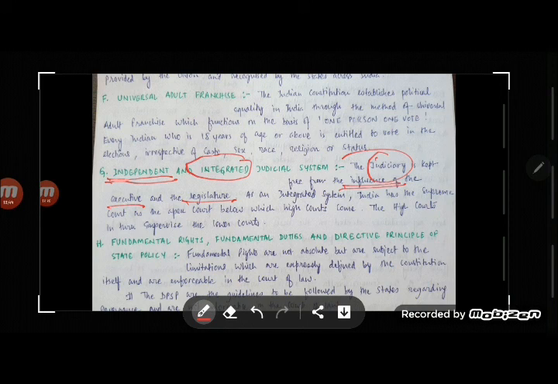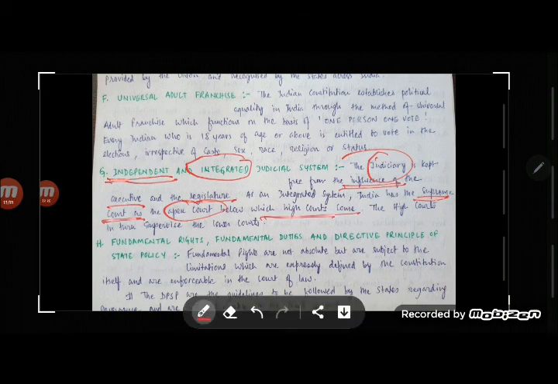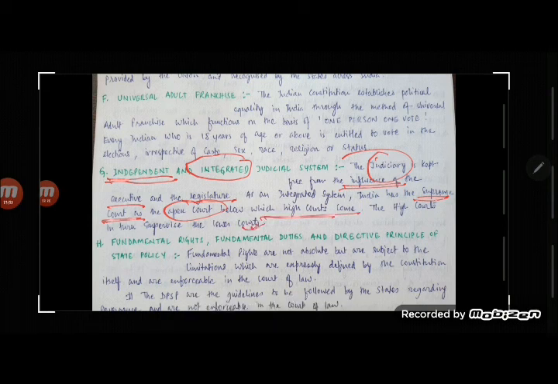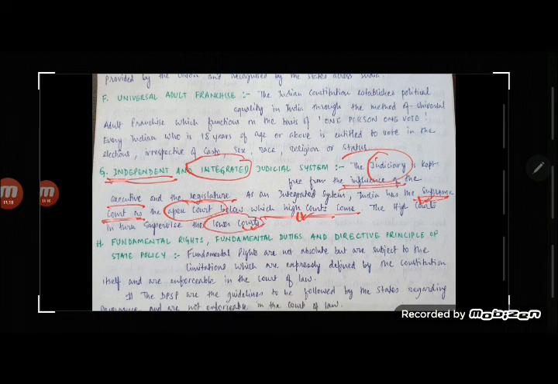As an integrated system, India has the Supreme Court as the apex court, below which the high courts come. So the Supreme Court is the main or apex court, and below it come the high courts. The high court supervises the lower courts. In Delhi we have the Supreme Court, and the majority of states have a high court. In some states there is no separate high court, and they run under another high court. And basically in districts we have lower courts.